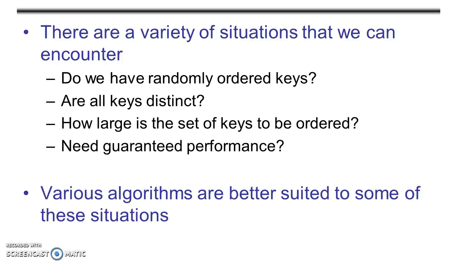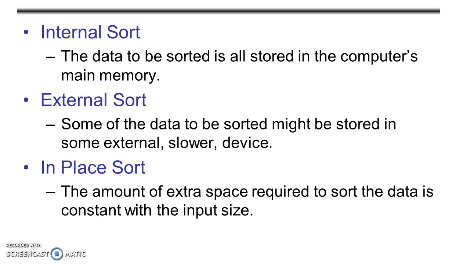Let us look at some of the definitions. The first one being, what is internal sort? The internal sort is nothing but the data which is to be sorted is all stored in the computer's main memory. The external sort is one where some of the data to be sorted might be stored in some external, slower device. In-place sort: the amount of extra space required to sort the data is constant with the input size.